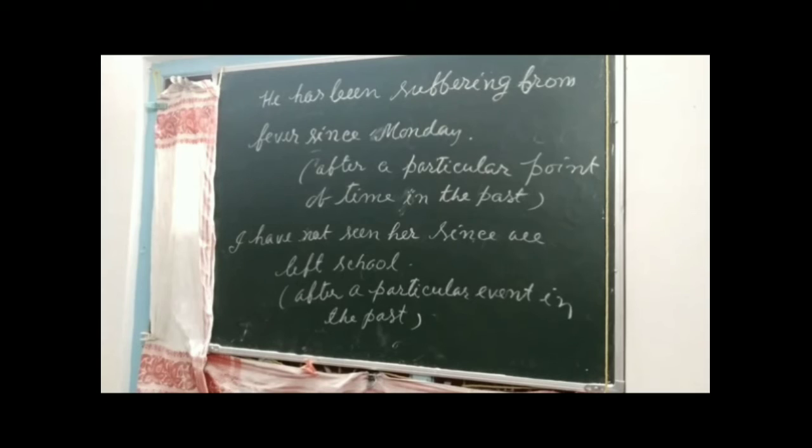In the second sentence, I have not seen her since we left school. So here, since is used after a particular event in the past. We left school. When we left school. So what happens? We see that since is used mainly in perfect tenses. It may be present perfect tense, it may be present perfect continuous tense.